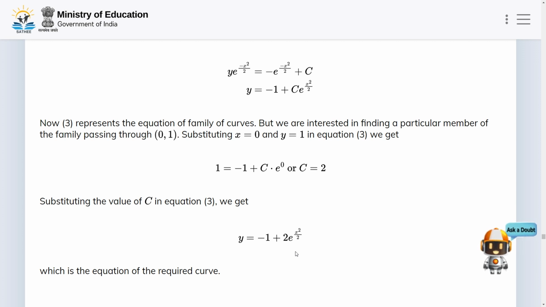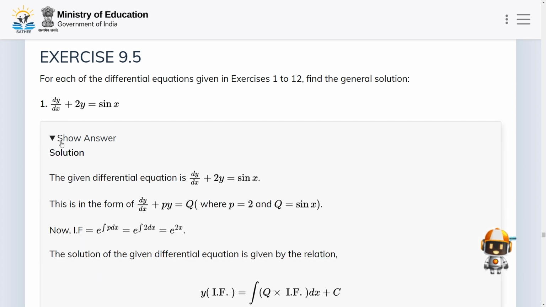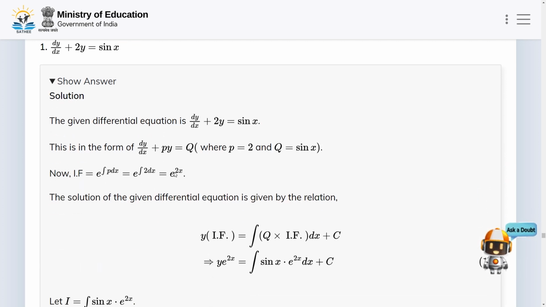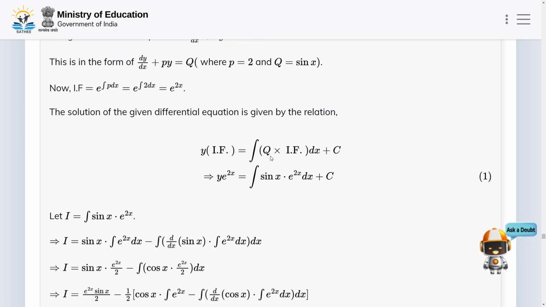Now let us move to NCERT exercise 9.5. Based on this concept, we'll try to solve. We have to find the general solution. So here, as you can see, p is 2, q is sin x. Integrating factor will be e power 2x. And this form, y multiplied with the integrating factor equals integration of q multiplied with the integrating factor dx plus c.